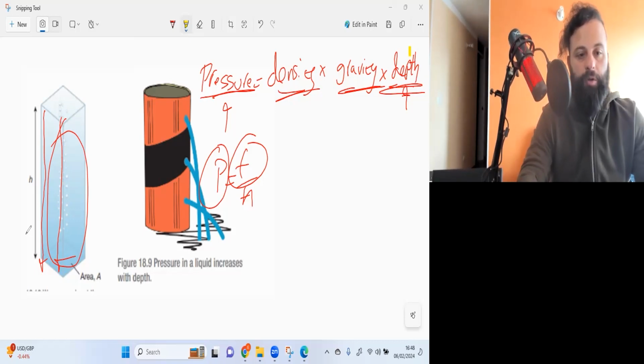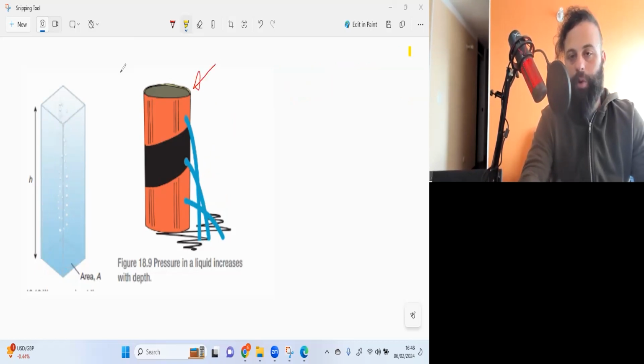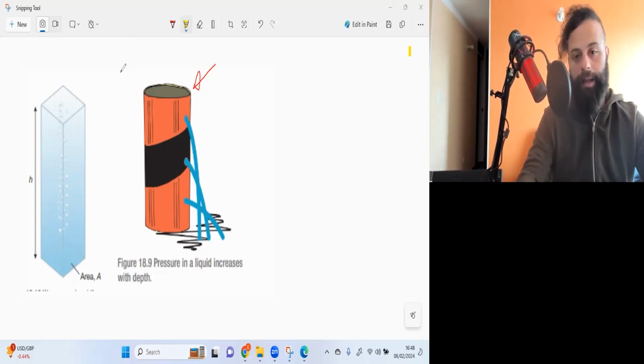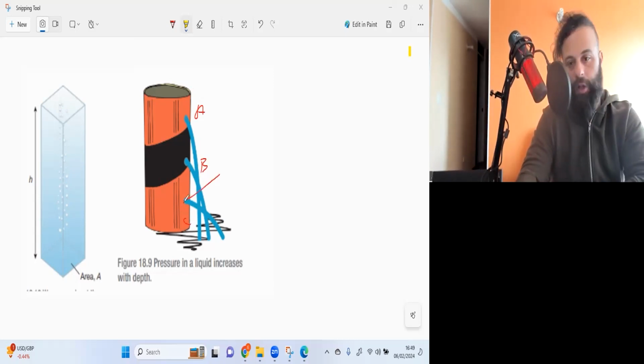Now, this image right over here, I actually did an exam question just the other day about it. They actually used this image, right? And they said in the question, why does this shoot out more than up here? So I'm going to label this A, B, and C. Now, I know at point C, the last point over there, I have the greatest depth.